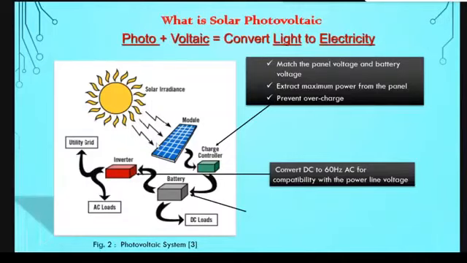As you know, light has two characteristics: one is its wave characteristic, and the other is its particle characteristic. When you treat light as a particle, you can say light is a stream of small packets, and each packet of energy is called a photon. One photon has energy equal to hc by lambda, where h is Planck's constant, c is the velocity of light, and lambda is the wavelength.